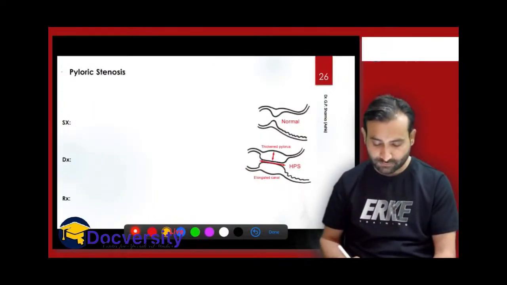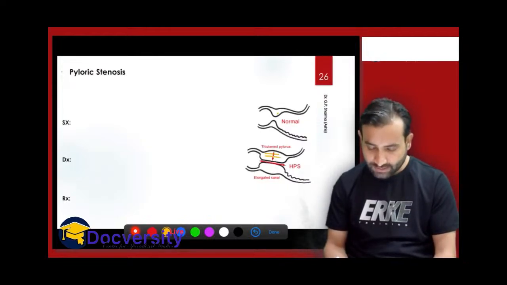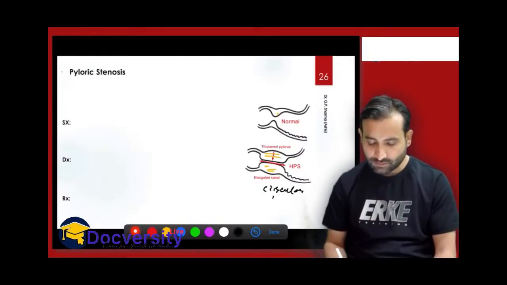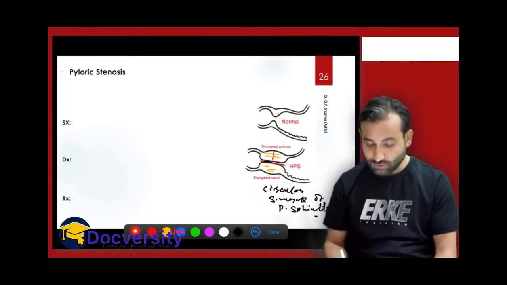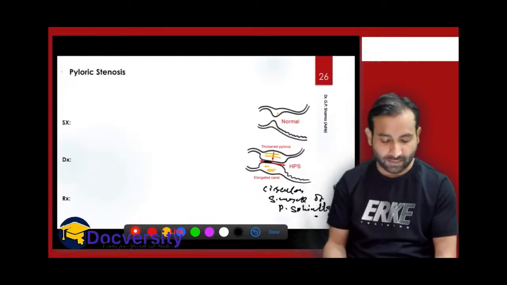Now let's go to the pyloric stenosis. What is pyloric stenosis? Pyloric stenosis has the abnormal thickening of the pyloric sphincter, that is the circular smooth muscle of pyloric sphincter. Its thickness increases, right? So because of this thickness increases, what happens? The lumen becomes narrower so that the food cannot pass, right?